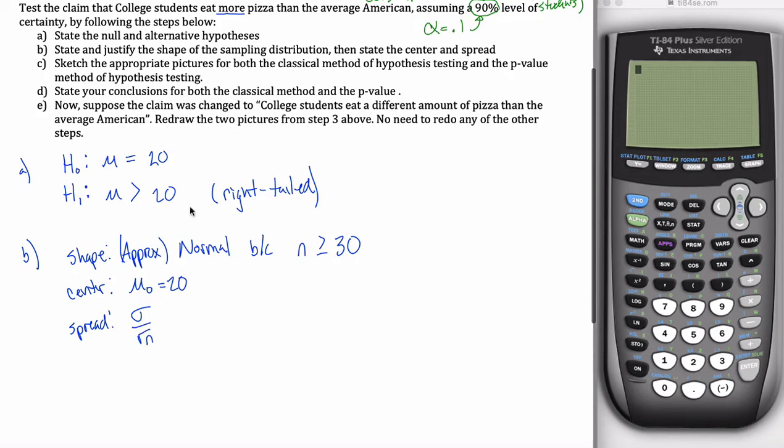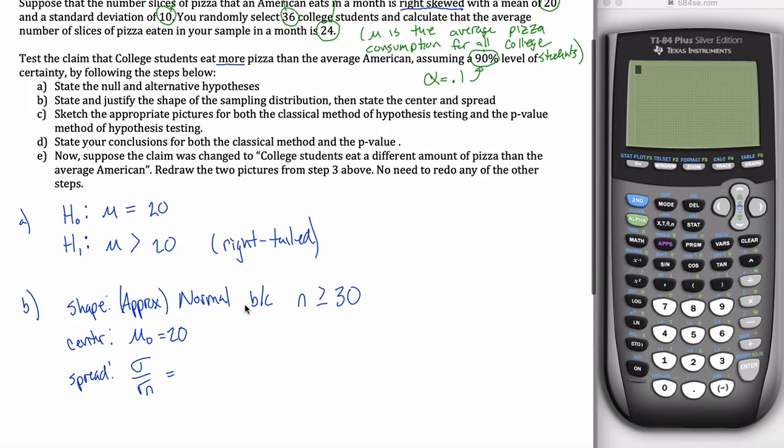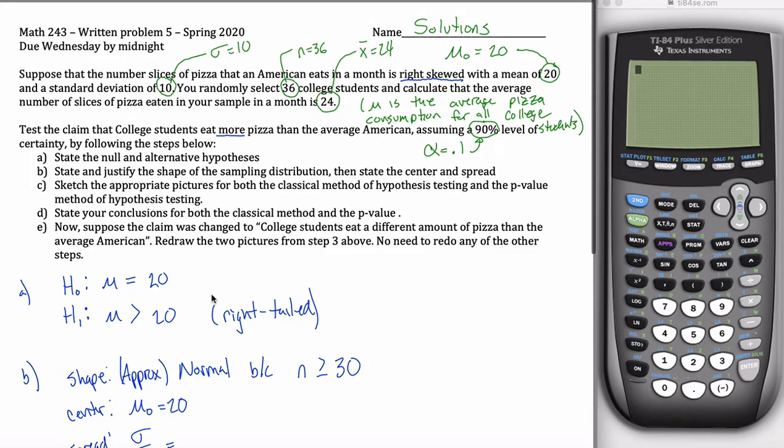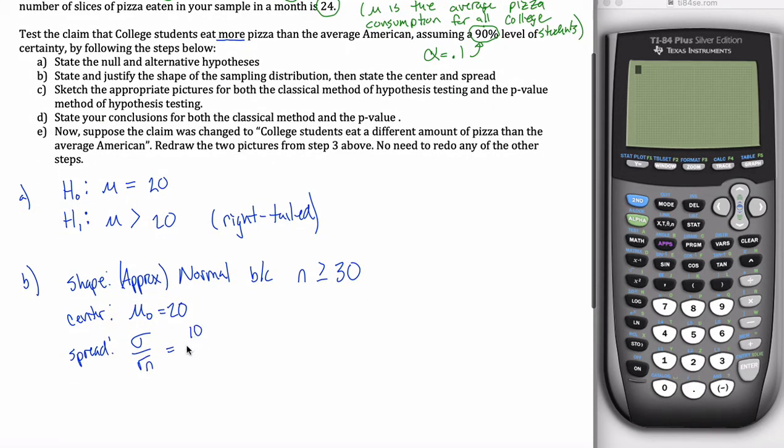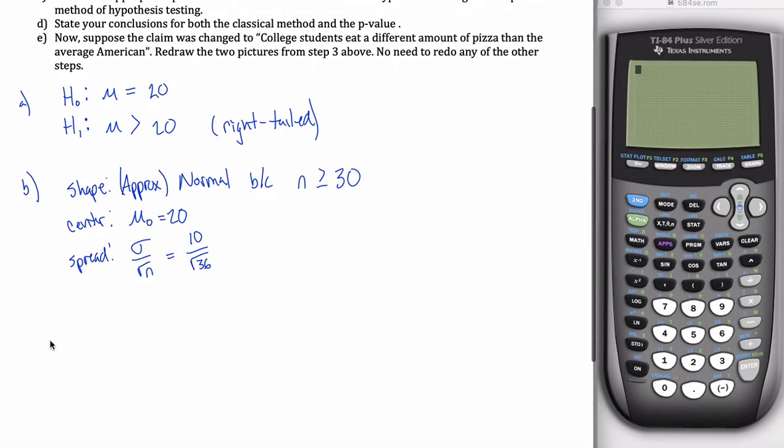And that's because what I'm drawing is the sampling distribution. This is the spread of the parent distribution. I have to divide it by the square root of n to get the sampling distribution. So sigma was given to me in the problem to be 10, and n was 36. So it's 10 over the square root of 36, which you can calculate if you feel like it, but I don't need you to. I'm fine just leaving it like this.